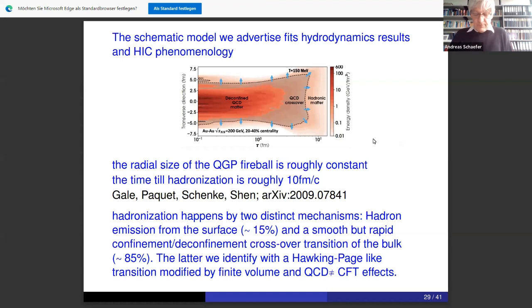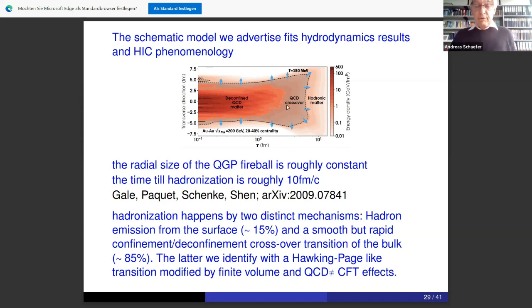And basically, the idea is to use all this recent progress one has made in understanding the black hole information problem from string theory, from holography, and just try to translate that into heavy ion physics. Now, the general idea is that in a heavy ion collision, you're not really producing a thermalized ensemble, but you produce a highly entangled quantum state.